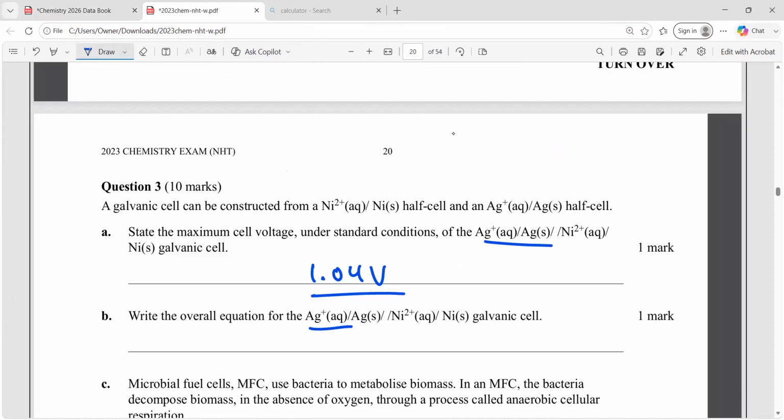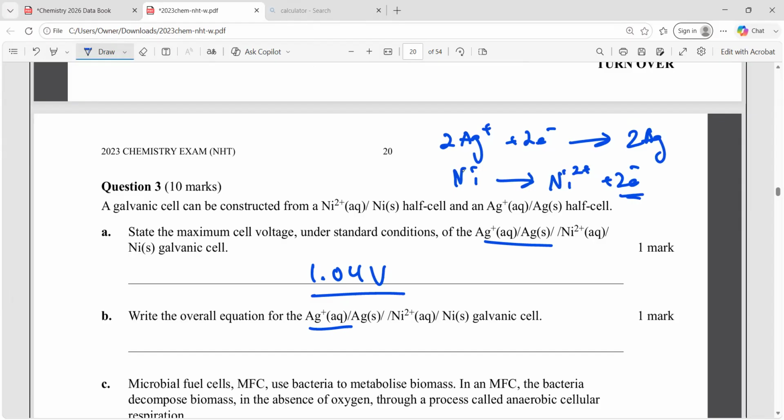So here, I can't believe that's only 1 mark. Probably should be two. But basically, you need to realize that I'm going to times the top equation by two because I know that the bottom equation has two electrons in it. It's like how simultaneous equations work. And then I've cancelled these out.